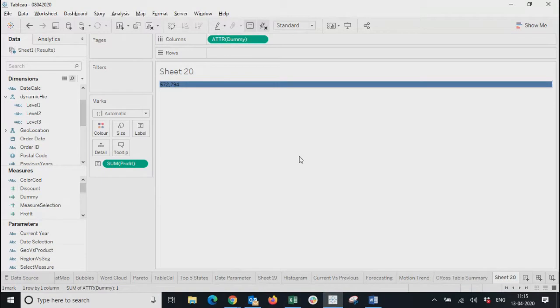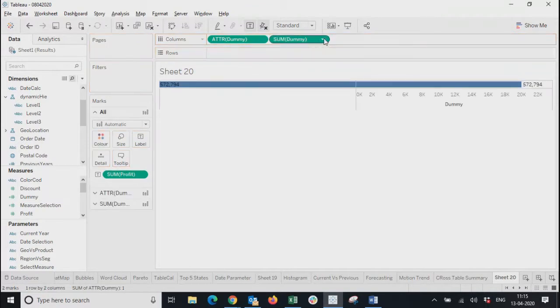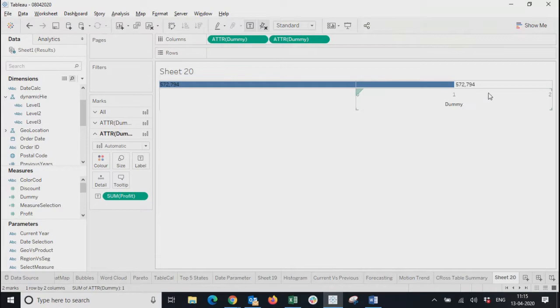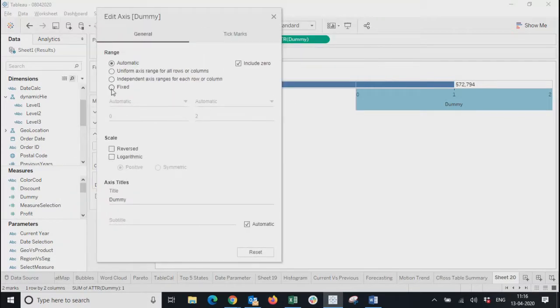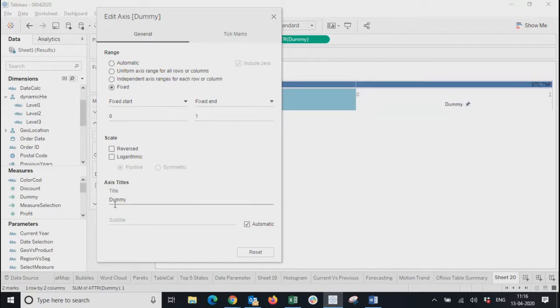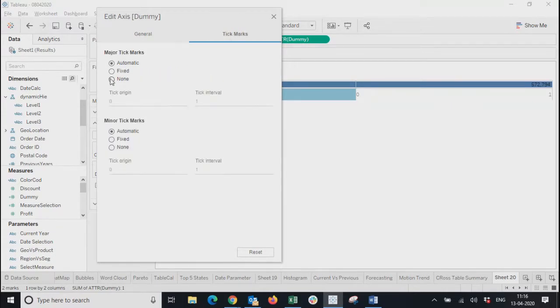Now, after doing all that arrangement, I have my dummy field and the column which has the label of sum of profit on top of it, right? So this was one field which I have. I can drag sales also here, but before that I need to take another dummy field, create an attribute, and do the similar kind of formatting going through the axis. I'll say fixed. We'll say 0 to 1. Remove dummy. Tick marks, I don't want to show anything. And here we go.